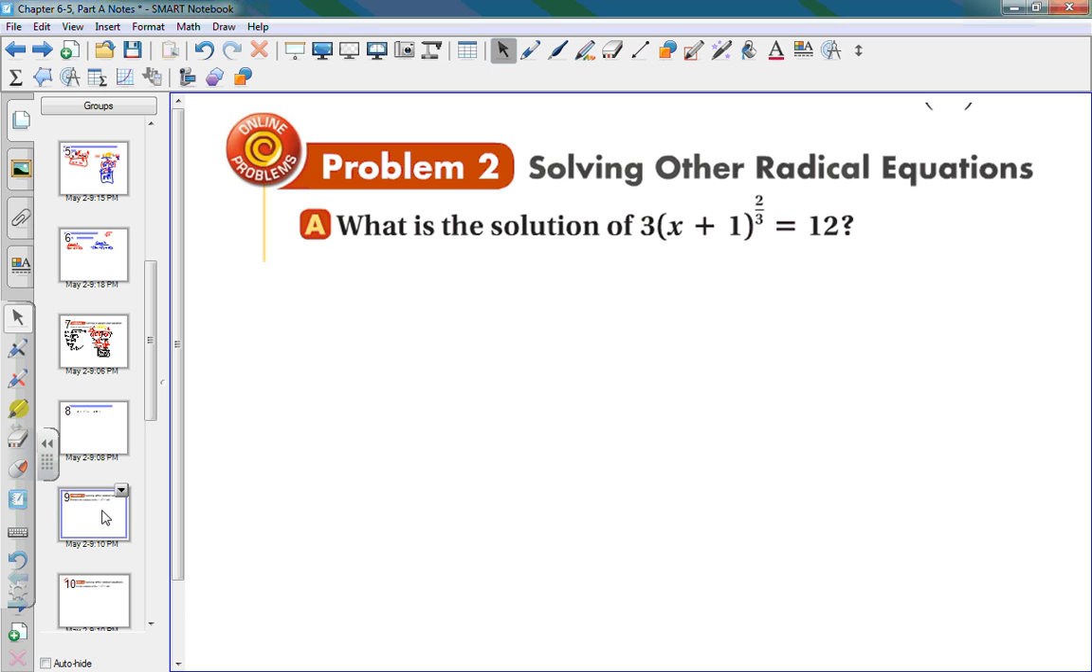Next example. What do I do first? That's what a squared is. You don't have to do it. What do I do there?